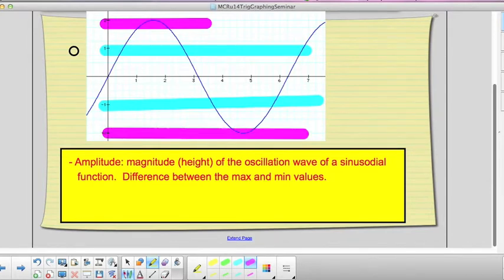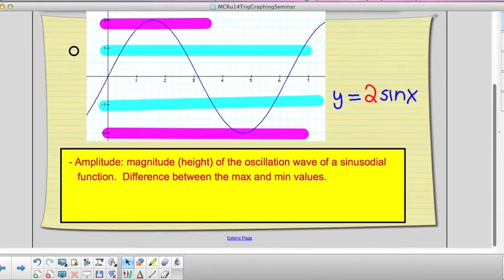So without analyzing it too much, I know right away that this function has the equation y is equal to 2 sine x. If we talk about transformations, your a term represents a certain transformation. If your a is greater than 1, what kind of transformation is that? Does anyone know? Keith? Vertical stretch. A vertical stretch by 2.